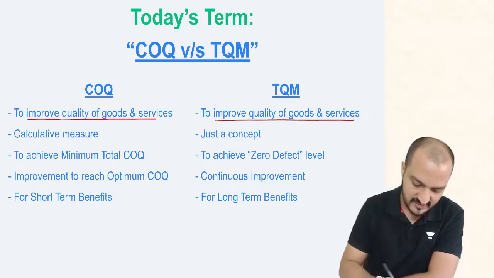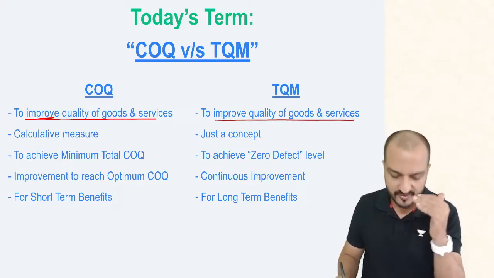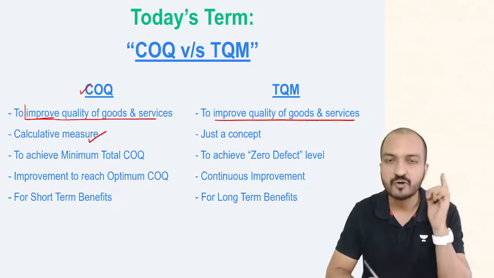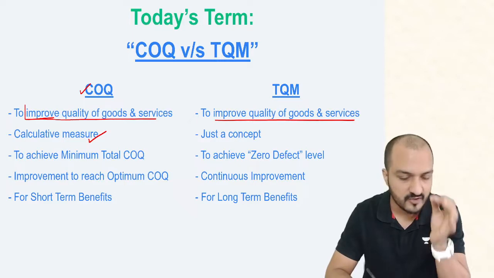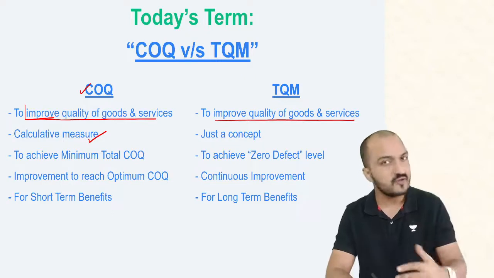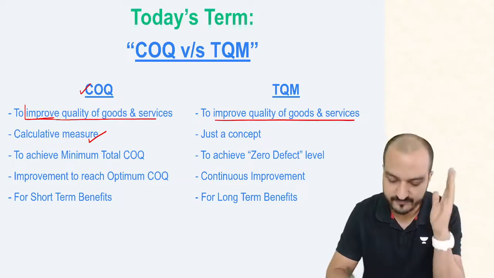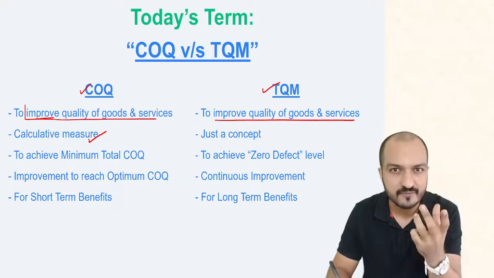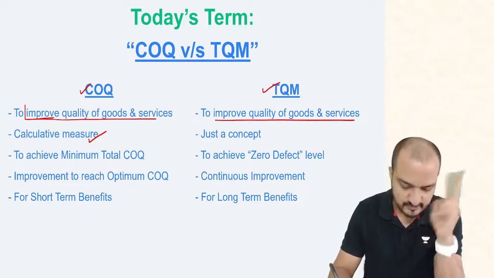COQ is trying to improve quality of goods and service, but here you're trying to improve the quality by using some calculative measure, by calculating the cost of quality. So it is all about calculating the cost of maintaining quality, and you have learned about these different components of cost: prevention cost, appraisal cost, internal failure cost, external failure cost. We had covered that in one of our earlier videos of Costology. While TQM is not about any calculation, TQM is just a concept. It is not a numeric calculative concept. That is the first difference.